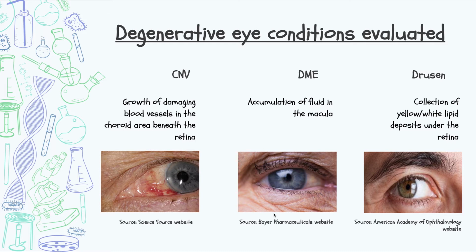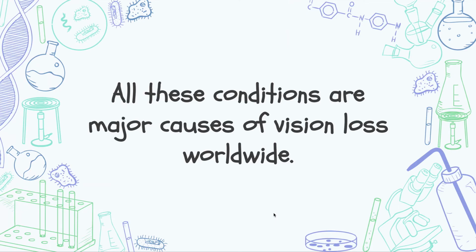CNV results in the growth of damaging blood vessels in the choroid area beneath the retina. DME is caused due to accumulation of fluid in the macula, one of the most important centers of the eye. Drusen refers to the collection of lipid deposits under the retina. The one thing that's true about all of these conditions is that they're significant causes of vision loss worldwide.